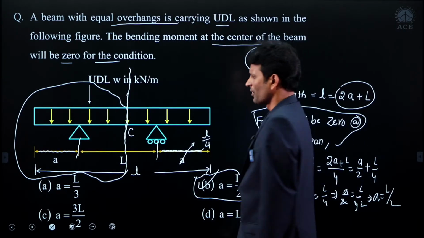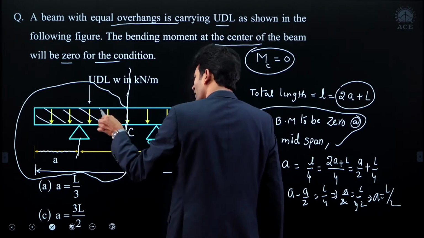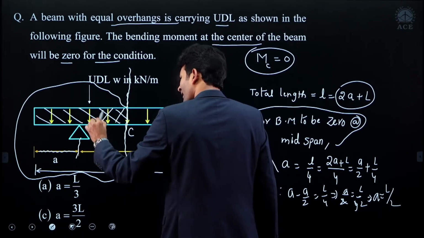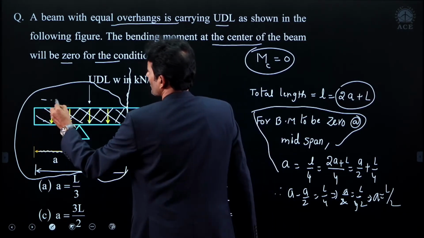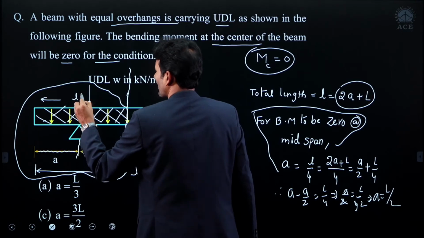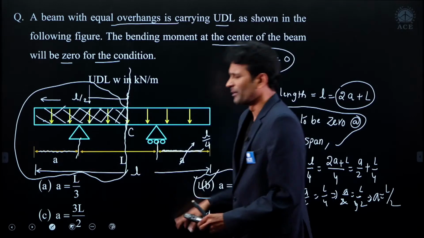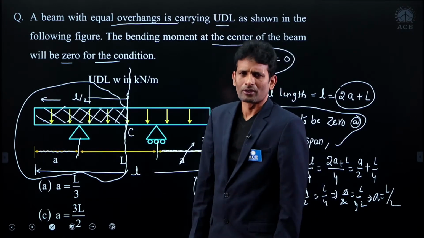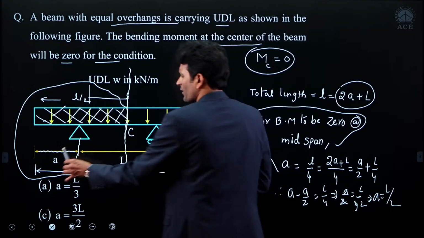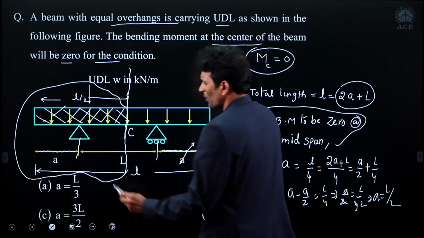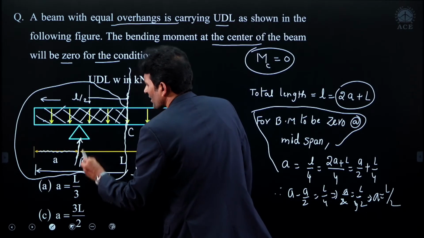How many forces are you observing? Two forces. One is a downward UDL. Up to what distance? From here, what is the distance? Small l divided by 2. Small l is the total length of the beam. In the last step I will substitute the small l value, that is easy for me, instead of substituting the original values. The second one is R, the reaction at the support.